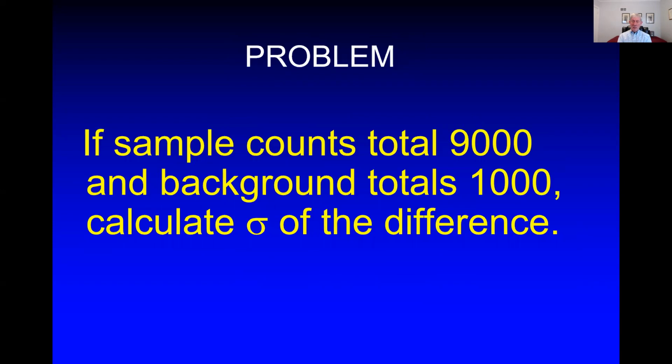If you have a well counter, you put a sample in there, and the well counter says 9,000 counts for, let's say, 1 minute. And then you count background for 1 minute, and it's 1,000. Now, I think everyone agrees that the net counts would be 8,000. Okay, there's no question that's correct. Sample count minus background is net counts. That would be 8,000. This says calculate the sigma of the difference.